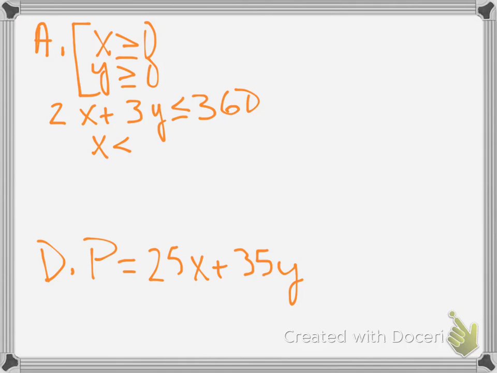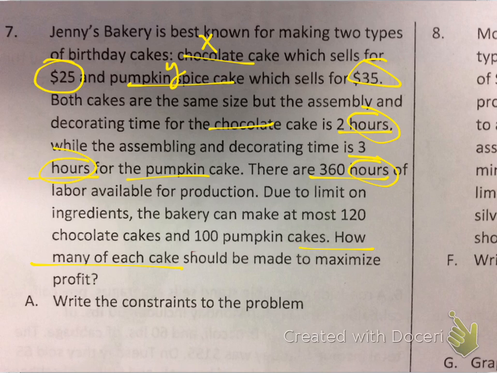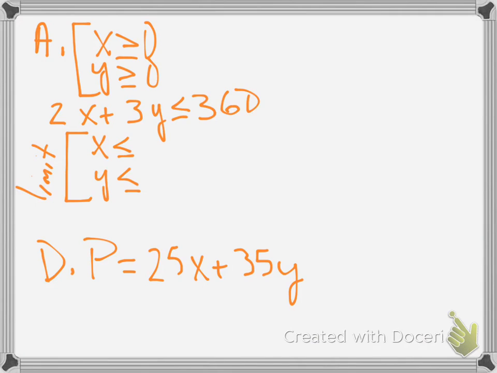And then you're going to have 2 limit functions. What I mean by limit functions is you'll see something that says there's a limit. If you go back to the problem, you can see here it says there's a limit of 120 chocolate and 100 pumpkin. So that's what you would do here: a limit of 120 and 100 for those. You might want to make note that the one with the X will be a vertical line, the Y one will be a horizontal line, and this one right here is a diagonal line, which I'll draw in a second.